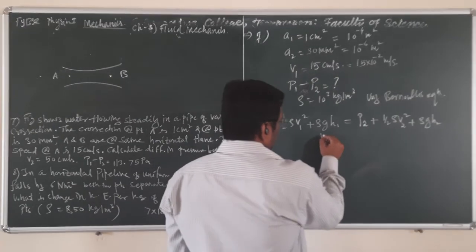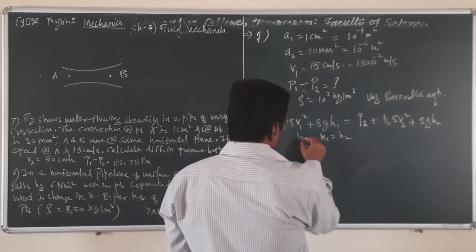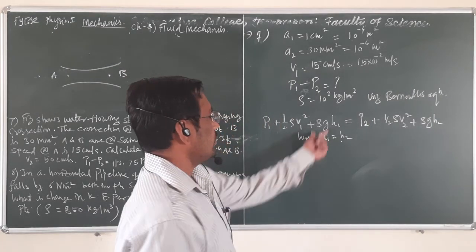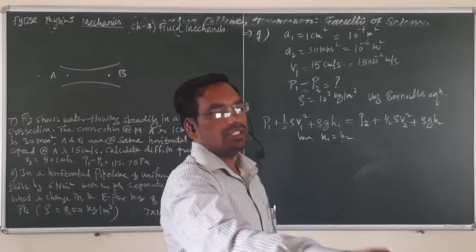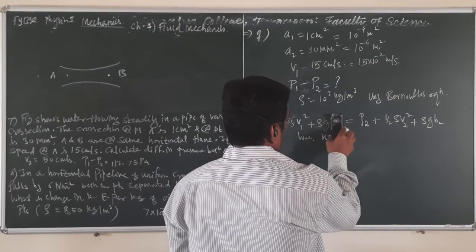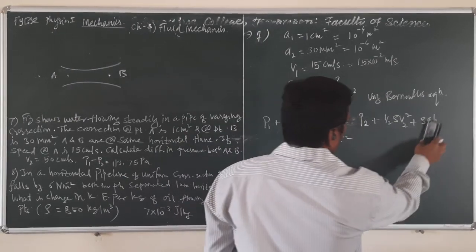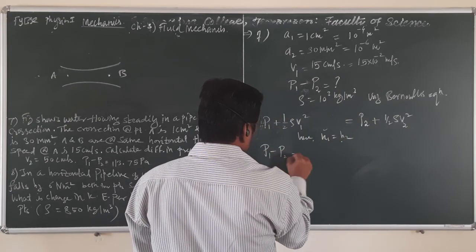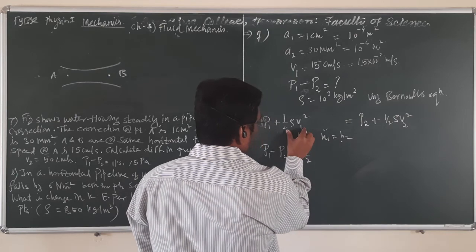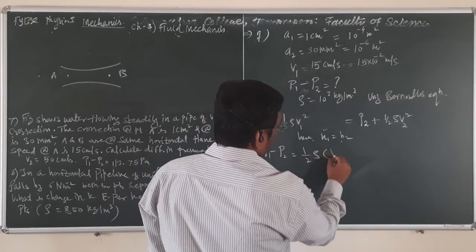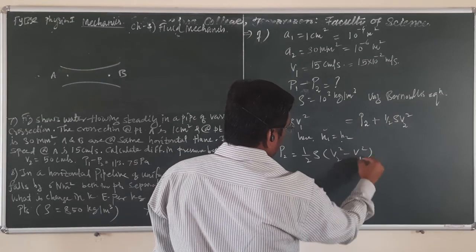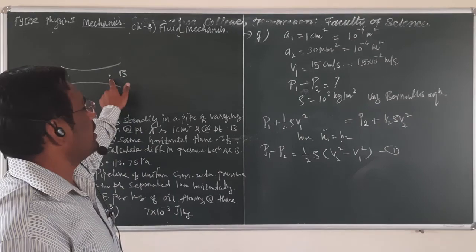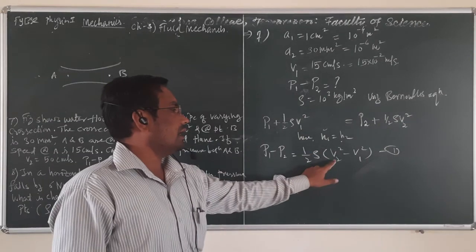Here h1 is equal to h2, since A and B are at the same height. That's why rho g h1 and rho g h2 will cancel each other, and we get an equation like this. So from this equation, P1 minus P2 is equal to 1/2 rho (V2 squared minus V1 squared). Call this equation 1. V2 is the velocity at point B, V1 is the velocity at point A.